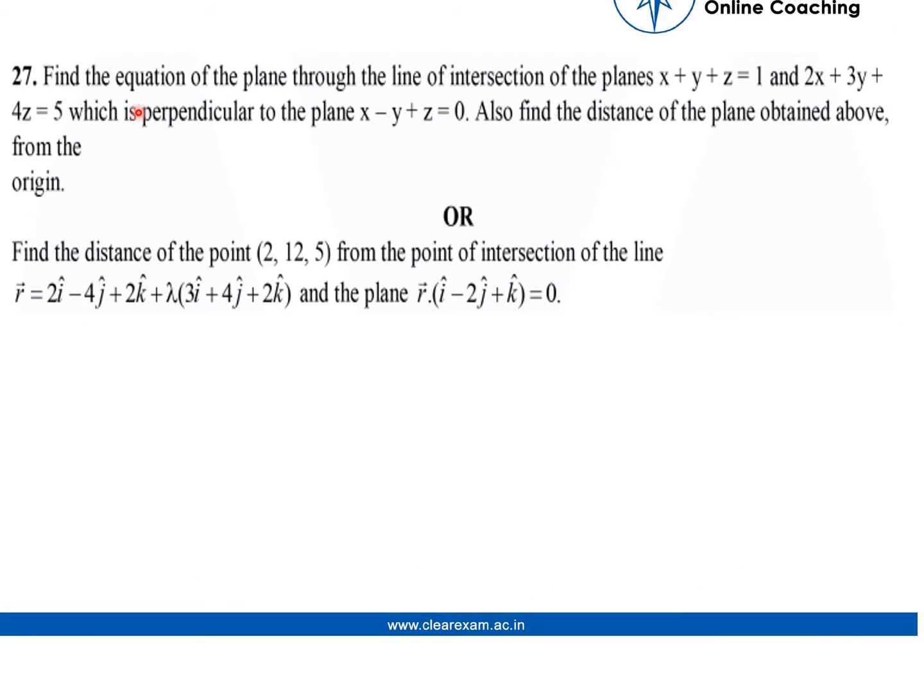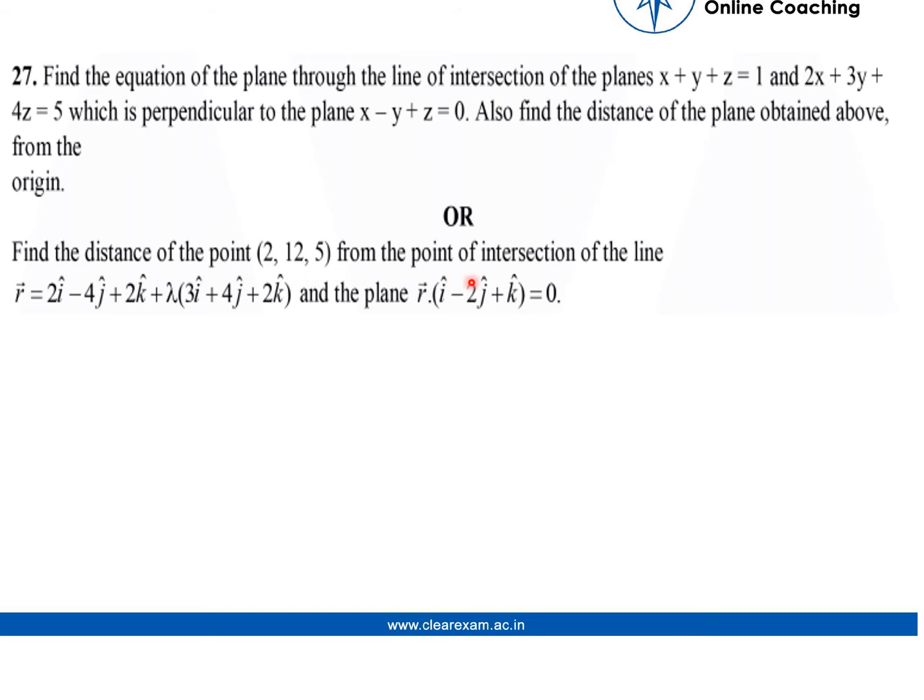The given question states: find the equation of the plane through the line of intersection of the planes x + y + z = 1 and 2x + 3y + 4z = 5, which is perpendicular to the plane x - y + z = 0. Also find the distance of the plane obtained above from the origin.